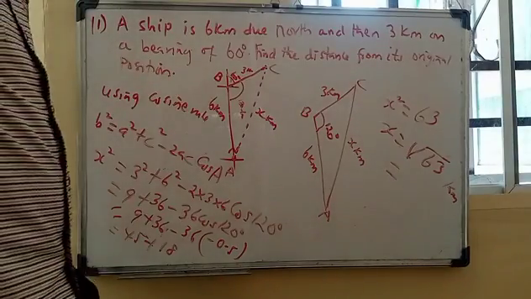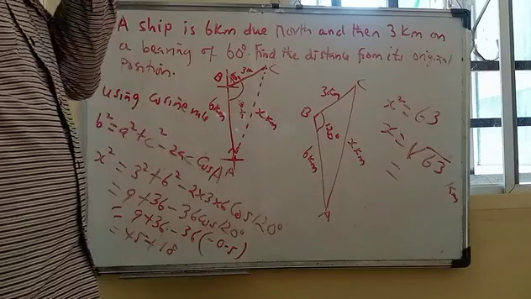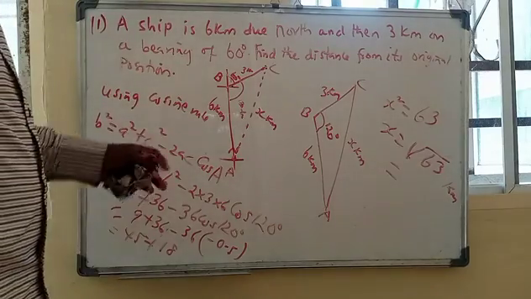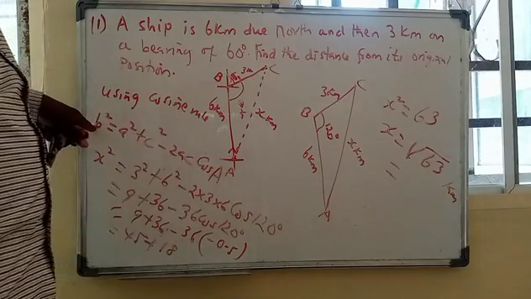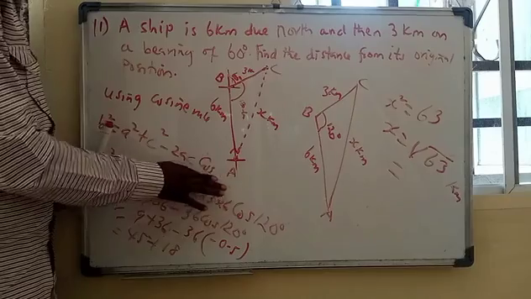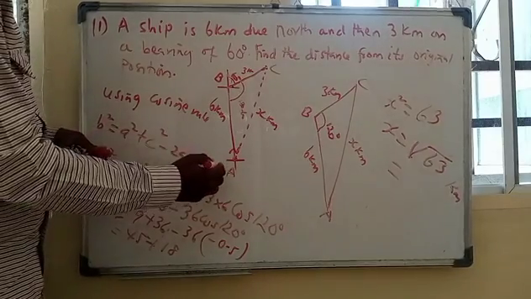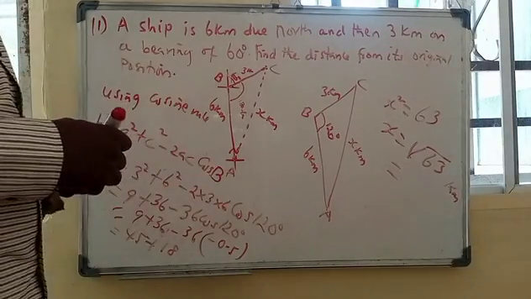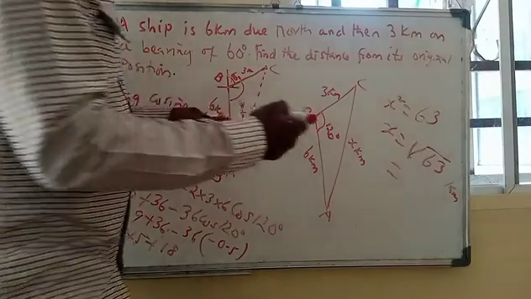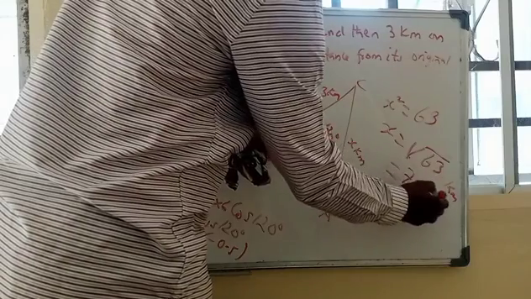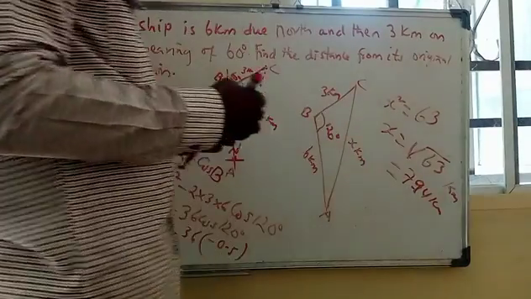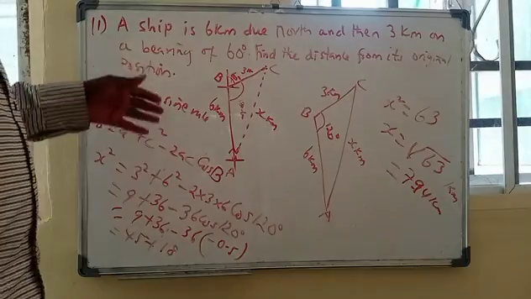So, welcome back to the bearing and distance class. Sorry, there was a mistake here. The cosine is supposed to be that of angle B, not A. Sorry, that is one mistake. So, like I said, this gives us 7.94 kilometers. So there shouldn't be a problem.